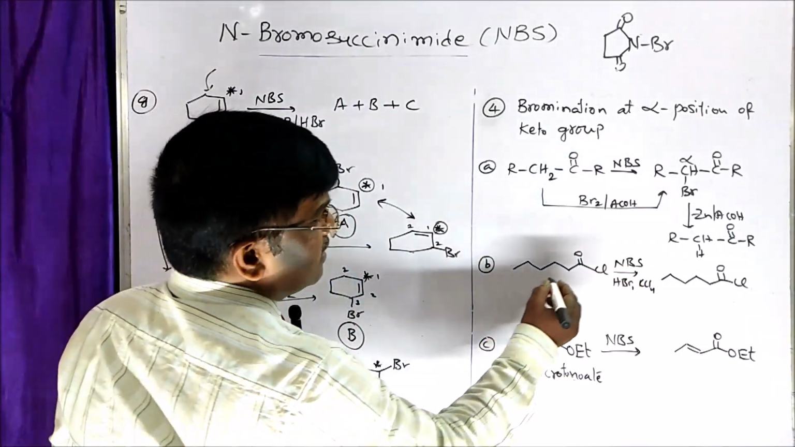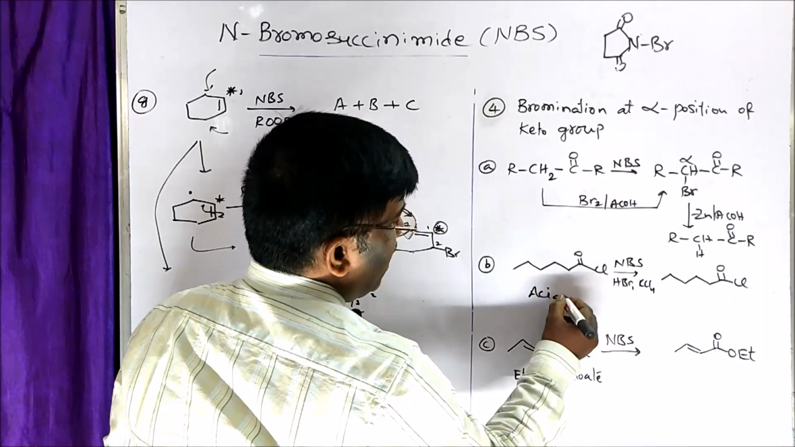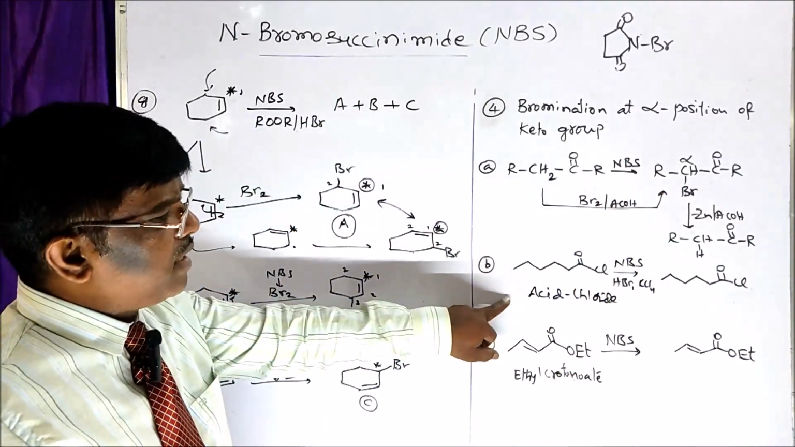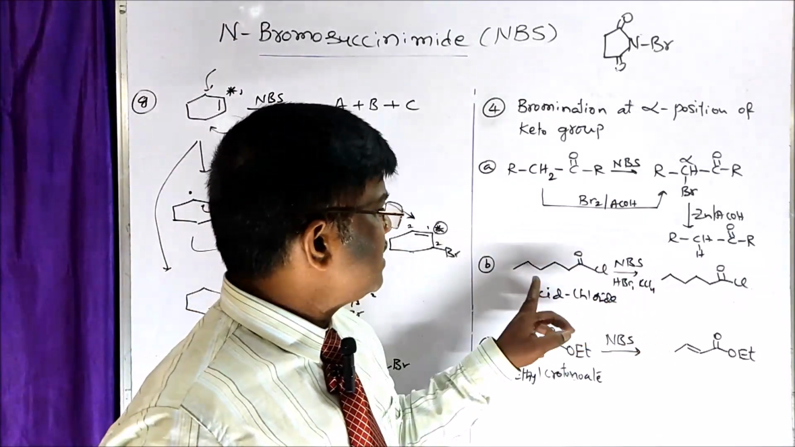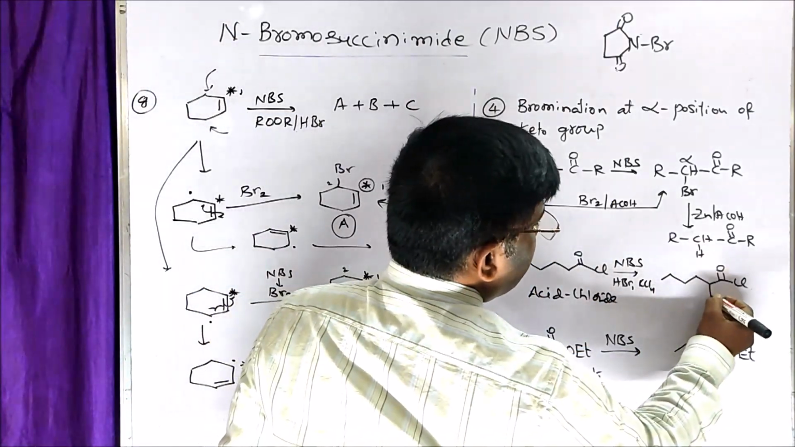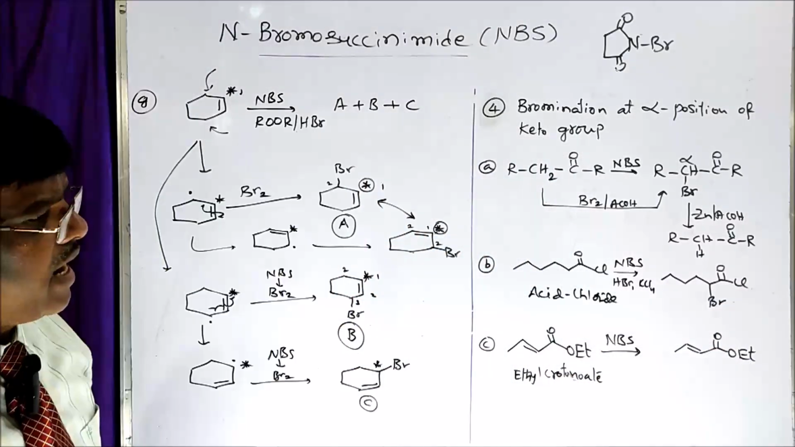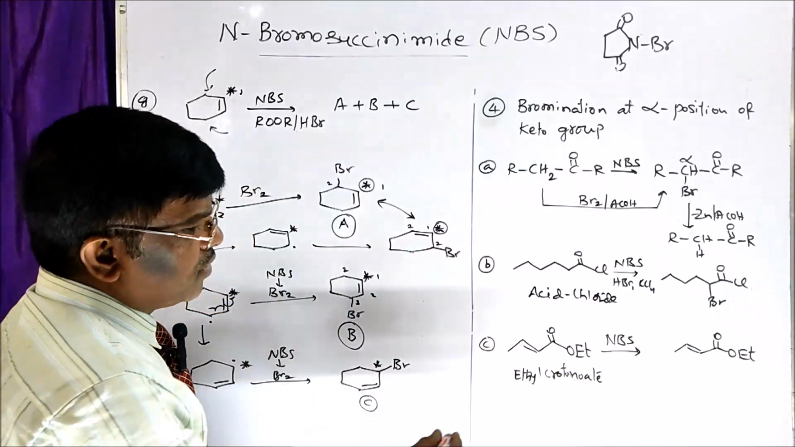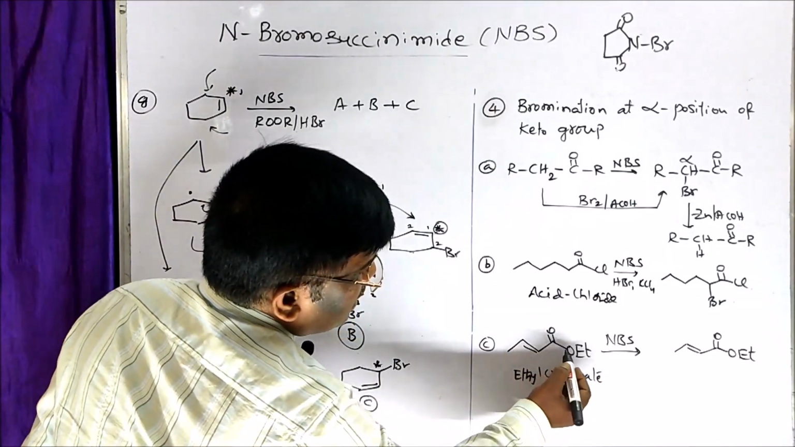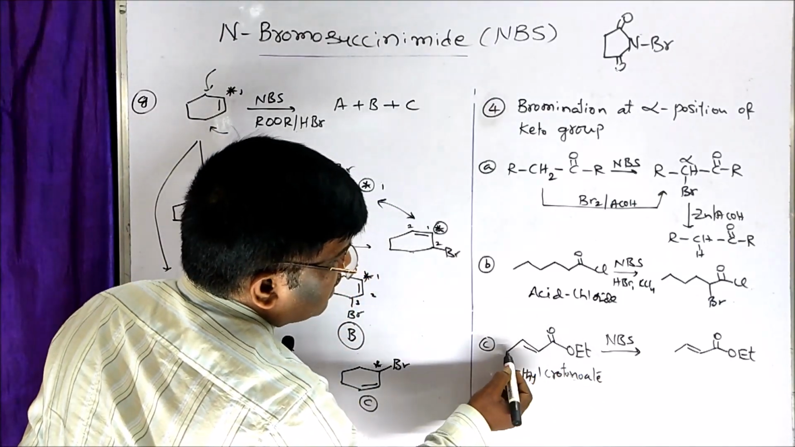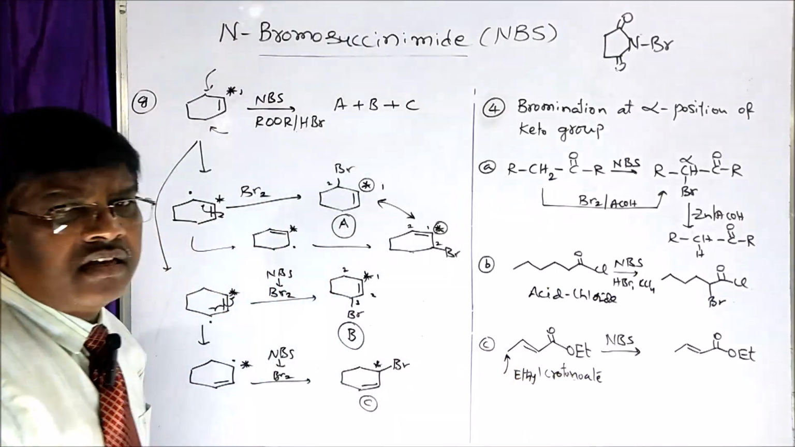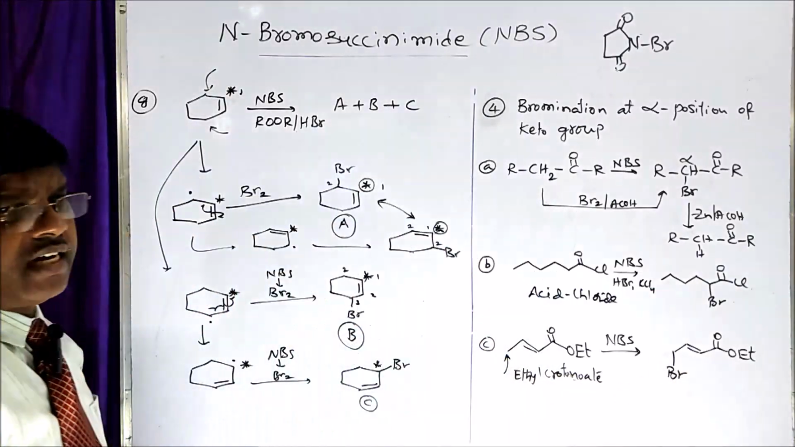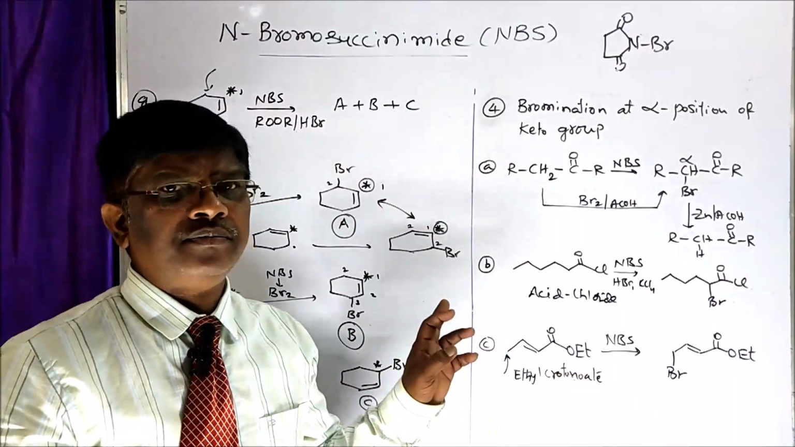This is very important, students: acid chlorides, or acid halides, also get brominated using this NBS. Where is it going to be brominated? Here, at the alpha position, right? So alpha bromination takes place using NBS. Now take this ethyl crotonate. This is the ester, this is the double bond, this is the allylic position, right? So where do you get bromination? Allylic bromination takes place. Here, bromination takes place at this position.